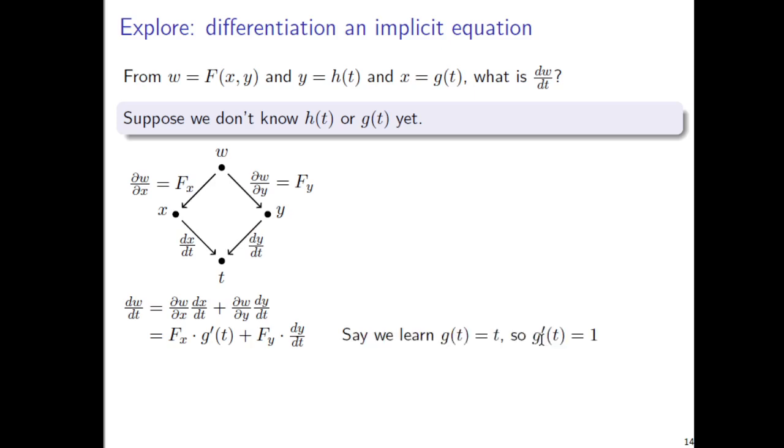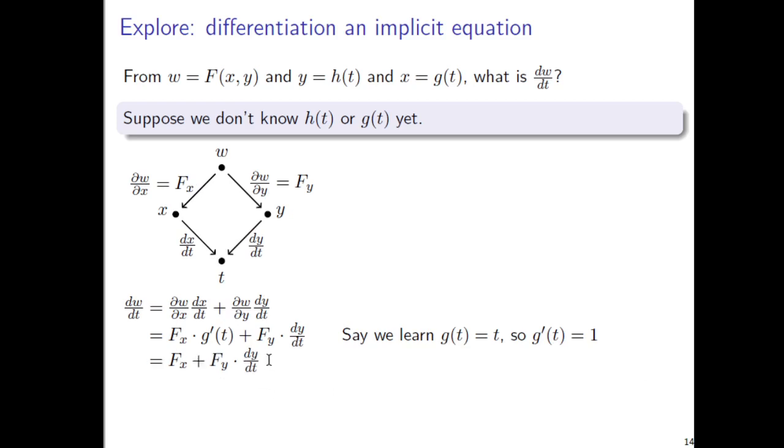Now let's say we learn something new. We supposed in the blue box that we didn't know what h of t or g of t were. We just pretended we didn't know their formulas. But now let's say we were given this additional information that g of t equals t. So the formula for x is literally x equals t. Up until now we had assumed it could have been more complicated, and so we were talking in a more general setting. Now we know g of t is t, so g prime of t is equal to 1.